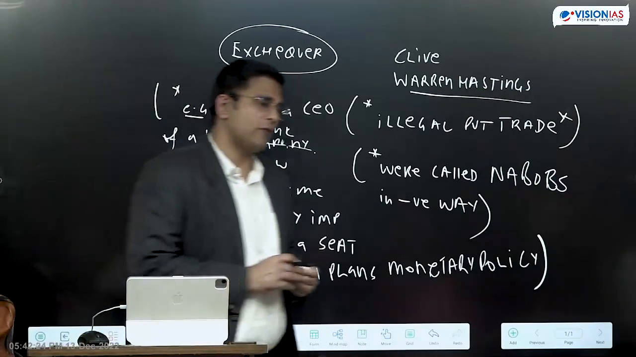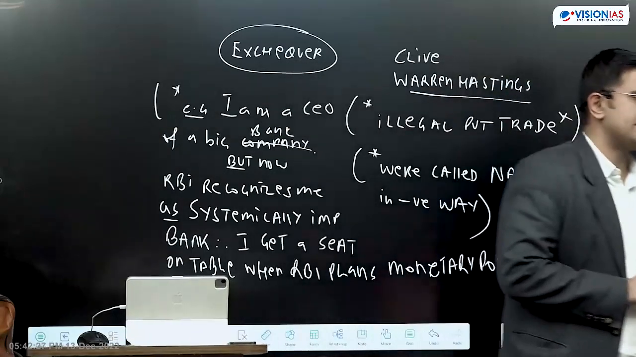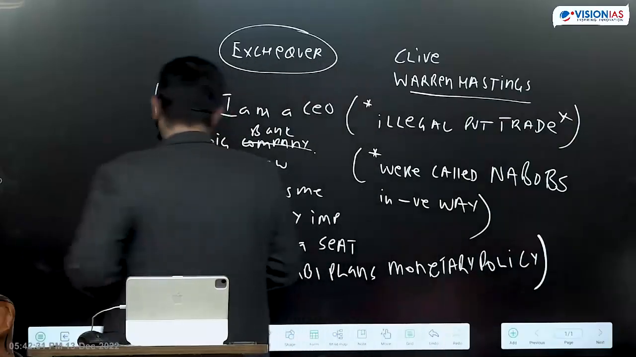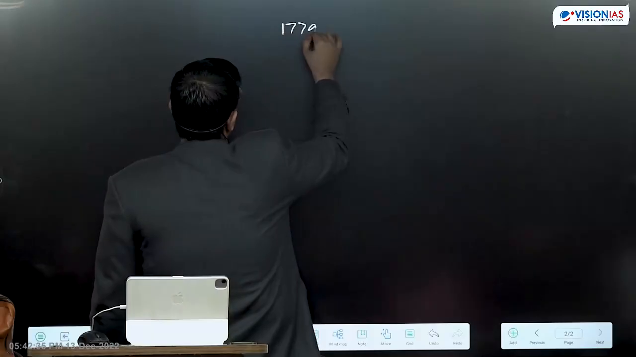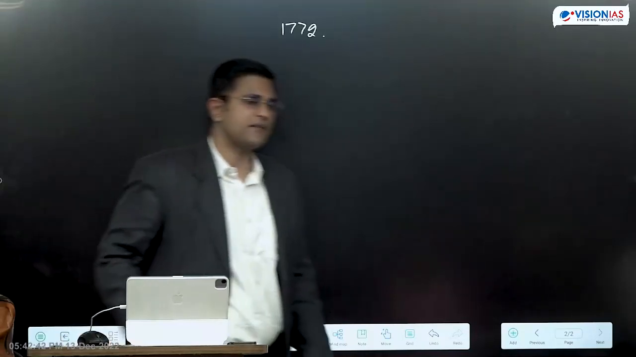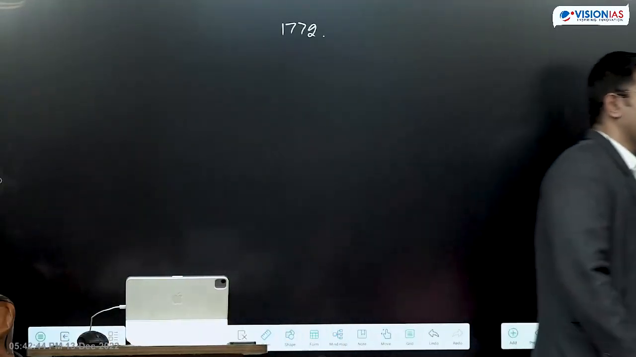So now write down the next heading. Select Committee of Parliament. Parliament means the British Parliament. Select Committee of Parliament, 1772. First point, purpose of the Select Committee of Parliament, 1772.